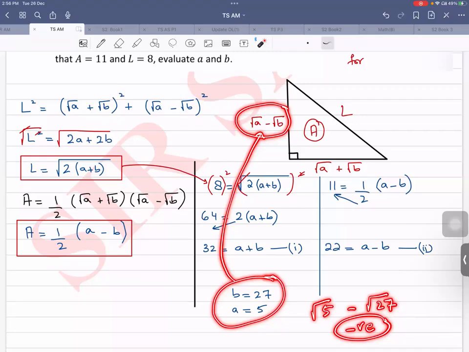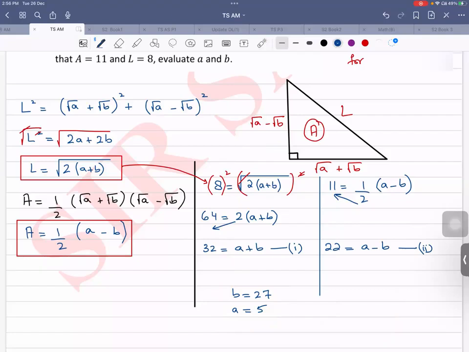What did you make the subject and from which equation? From equation number 2, I made A the subject.